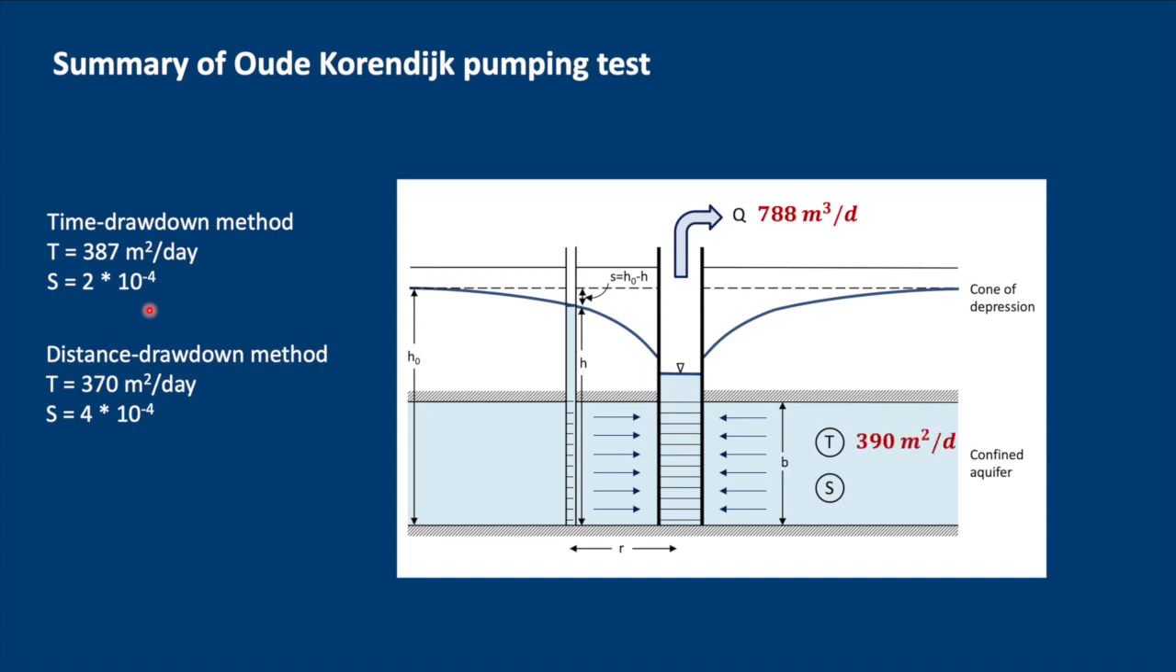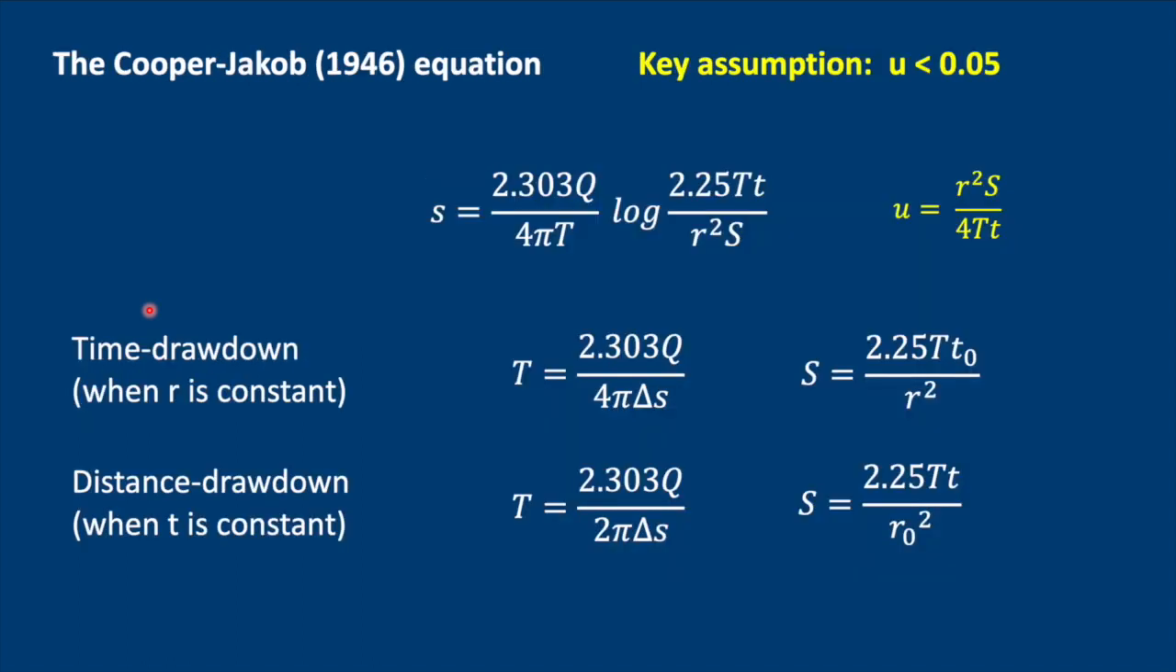387 meters squared per day, we can round that up to 390, and we'll use a storativity of 2 times 10 to the minus 4. This is a quick summary of all the equations for the Cooper-Jacob method. Just please remember that u must be less than 0.05 or we cannot apply the equations.